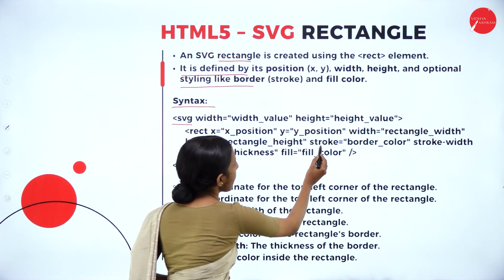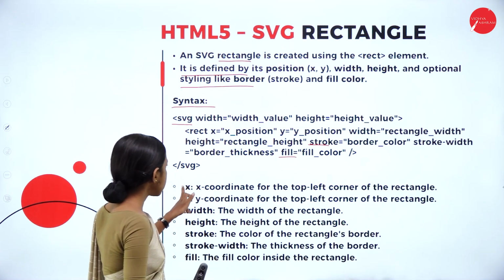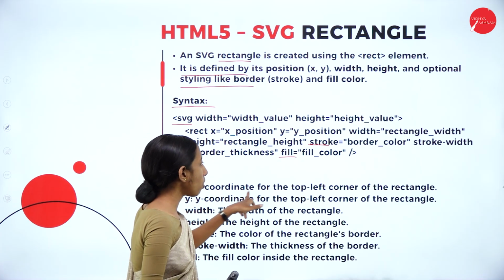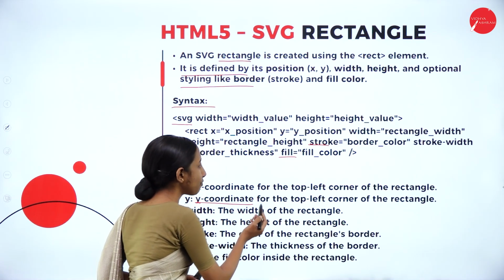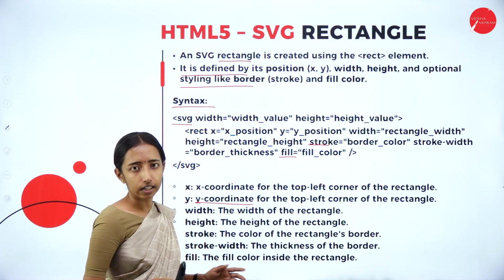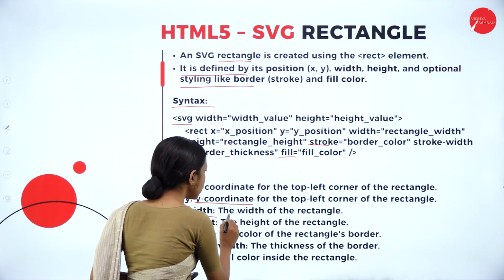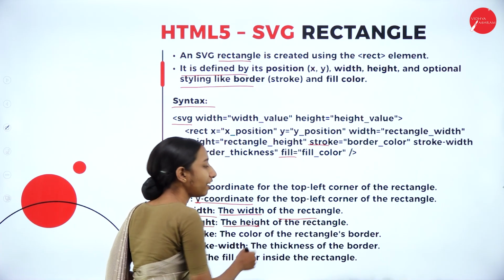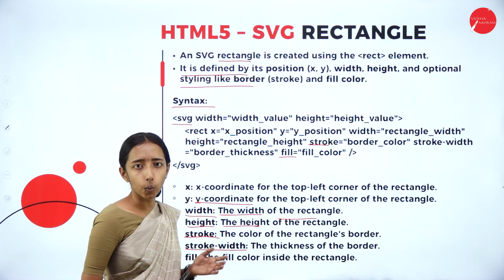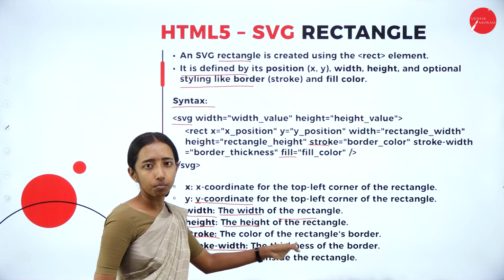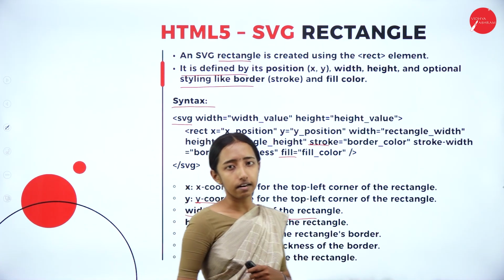And next here you can see we have the stroke and also the fill. Here x represents the x coordinate for the top left corner of the rectangle, and y the y coordinate for the top left corner of the rectangle, meaning the position of x and y. Next width and height, the width of the rectangle and the height of the rectangle. And here again we use the stroke and stroke width to set the border and the border thickness. Next fill, meaning we fill the rectangle with a color.